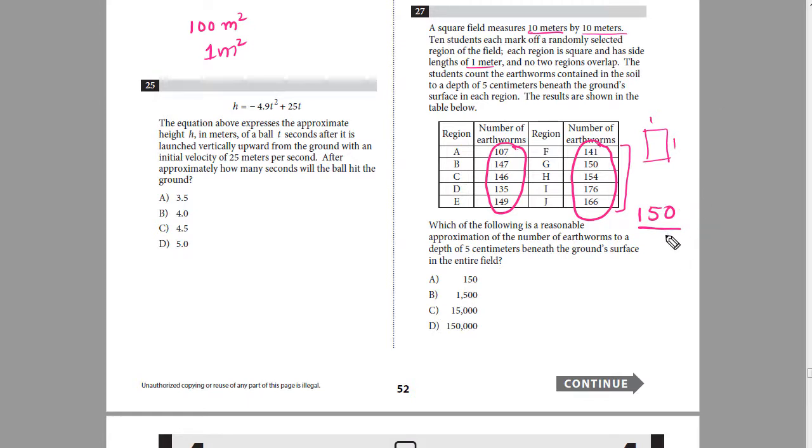So 150 earthworms are there in an area of 1 meter square, but the total field is 100 meter square. That is 10 meters times 10 meters, that will become 100 meter square. So the entire region is of 100 meter square. So 150 is in 1 meter square, so in 100 meters square that will become 15,000. So there will be on average 15,000 earthworms in a square field that measures 10 meter by 10 meter. So that is answer C for this one.